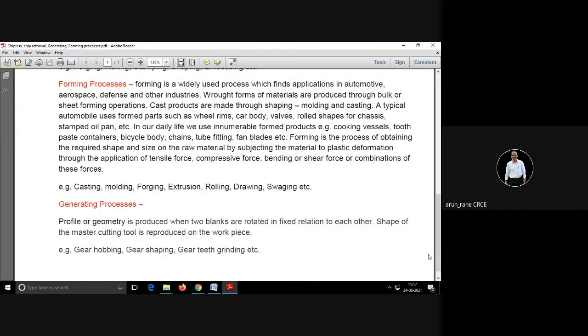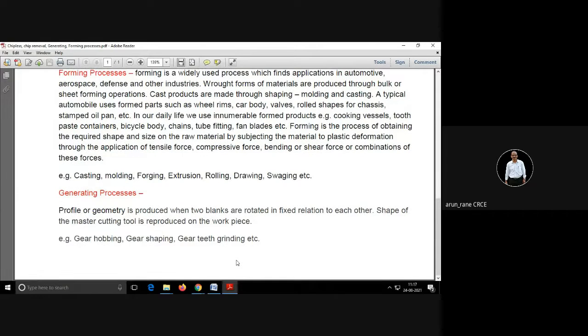What is the principle of generating? That is, if two gears roll on their PCD, then they will either generate an involute or they will generate a cycloidal. Okay. So gear hobbing and gear shaping are used for cutting gear teeth, whereas gear teeth grinding is not used for cutting the gear teeth, it is used for finishing the gear teeth.